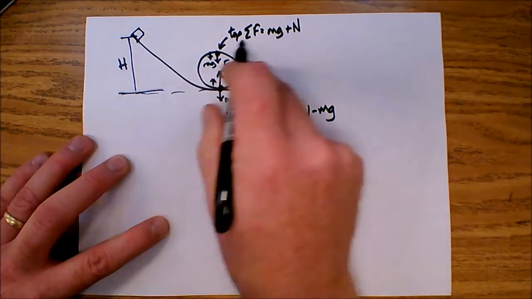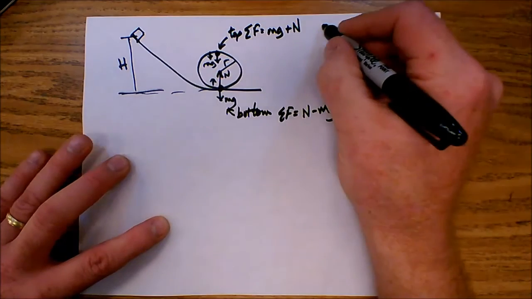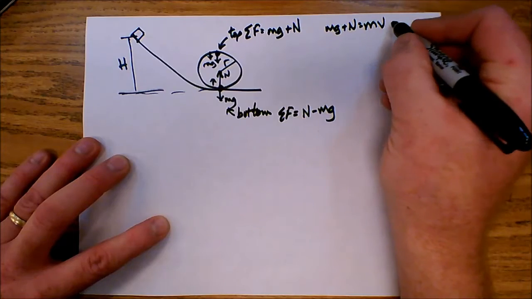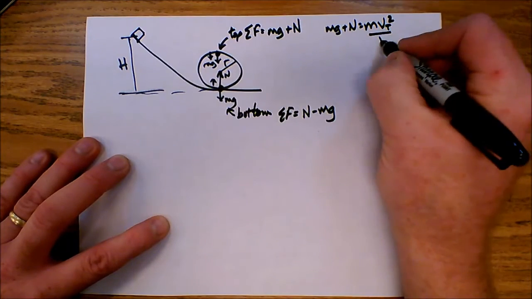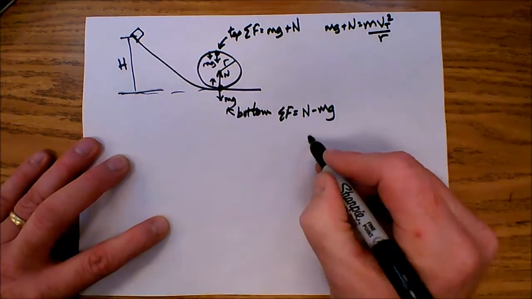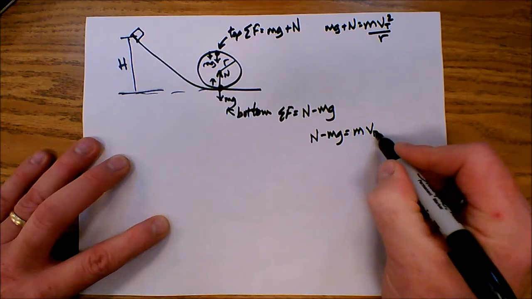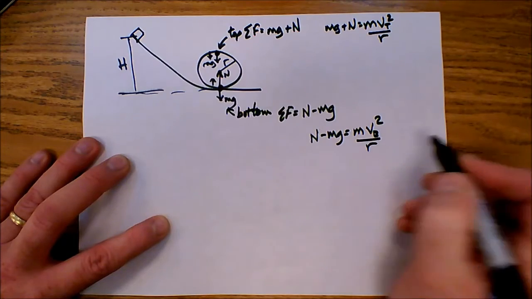As I look at this, at the top I could set F equals ma, so I could say mg plus normal equals m times velocity at the top squared over r. Whereas at the bottom, I would say normal minus mg equals m times velocity at the bottom squared over r.